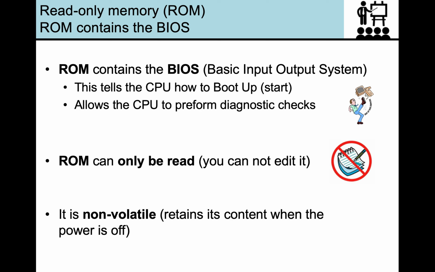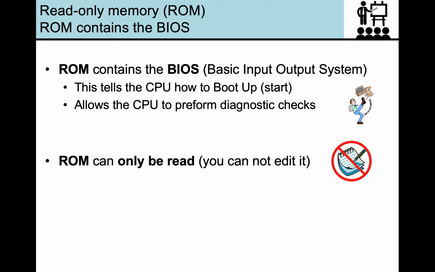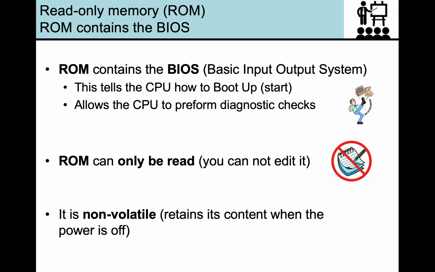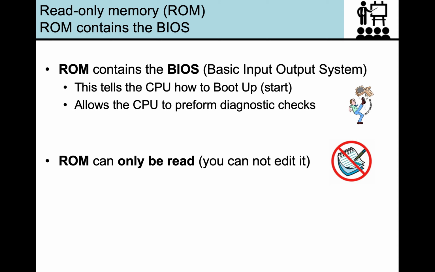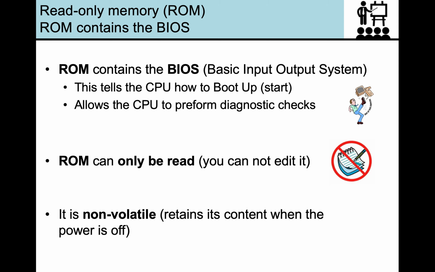And finally, it is non-volatile. And that's, again, really important, because if ROM was volatile, every time I switched off my computer, I'd lose all those instructions for how to switch it back on again. So it's read-only, so I can't edit those instructions. And it's non-volatile, so it retains its contents when the power is off. And that's also why I can't use secondary storage, because secondary storage can be written to, and that's why I can't use RAM, because RAM is volatile.